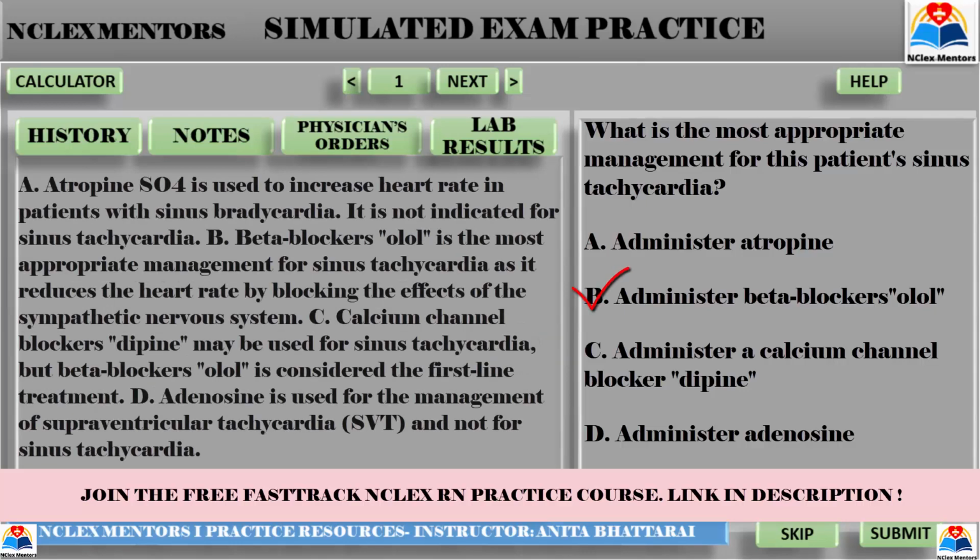The right answer is B. Administer beta blockers. A. Atropine is used to increase heart rate in patients with sinus bradycardia. It is not indicated for sinus tachycardia. B. Beta blockers is the most appropriate management for sinus tachycardia as it reduces the heart rate by blocking the effects of the sympathetic nervous system. C. Calcium channel blockers may be used for sinus tachycardia, but beta blockers is considered the first-line treatment. D. Adenosine is used for the management of supraventricular tachycardia and not for sinus tachycardia.